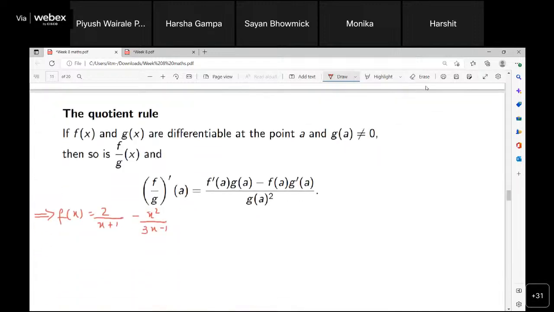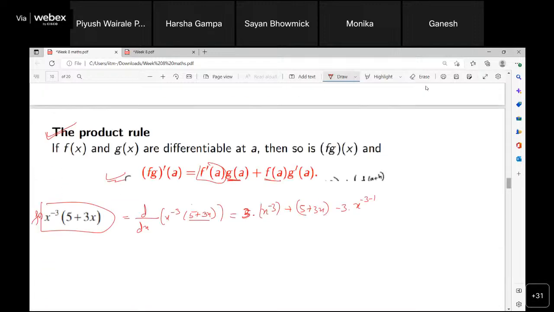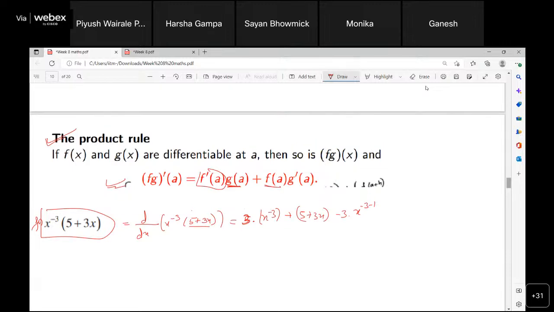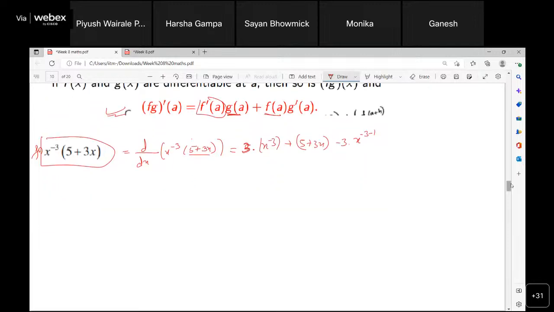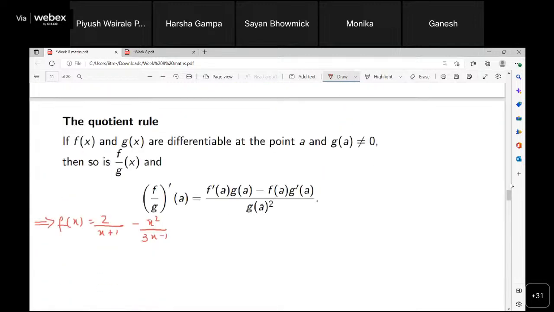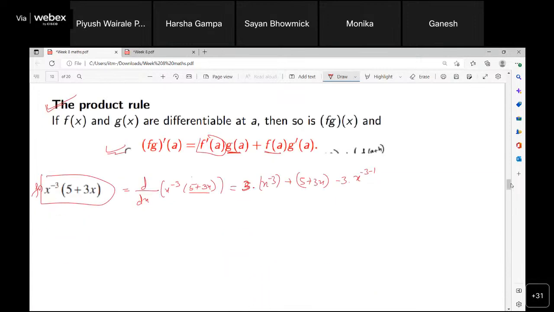Now about the quotient rule, we can also do it if we multiply the x power minus 3 into the two terms, so 5x power minus 3 plus 3x power minus 2. Directly you can do that. I just want to explain the quotient rule, that's why I used the product rule.